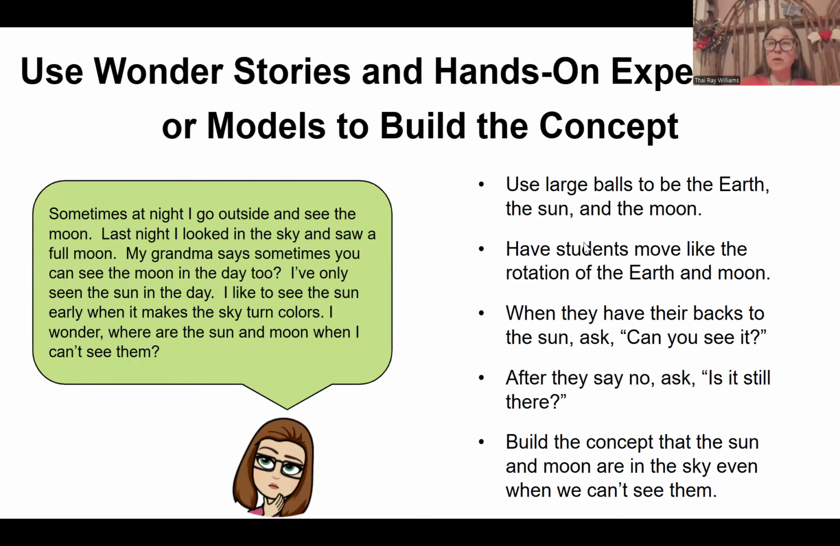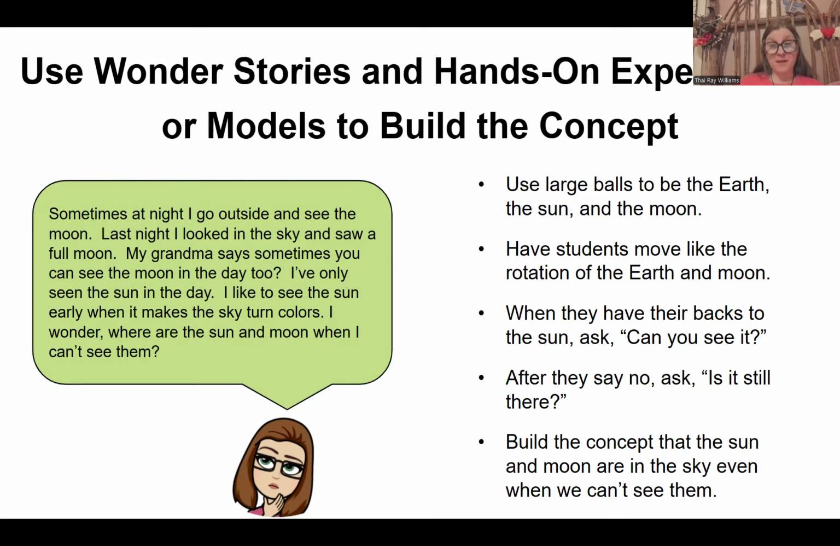And here's an example of what that might look like. So sometimes at night, this is my wonder story, sometimes at night I go outside and see the moon. Last night I looked in the sky and saw a full moon. My grandma says sometimes you can see the moon in the day too. I've only seen the sun in the day. I'd like to see the sun early when it makes the sky turn colors. I wonder, where are the sun and the moon when I can't see them?